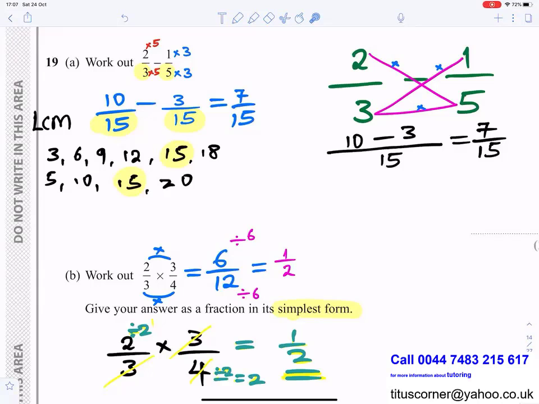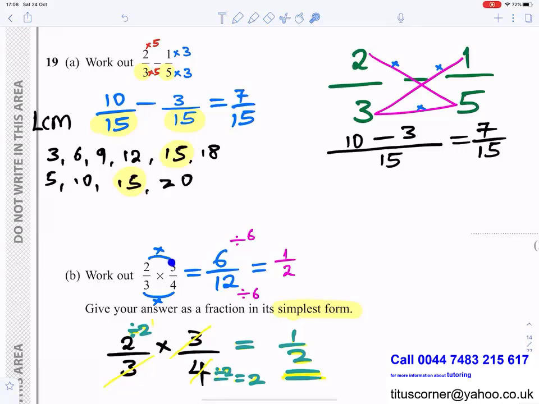Part B, work out 2 over 3 times 3 over 4. Give your answer as a fraction in its simplest form. When you multiply, you can simplify first before you multiply, or you can multiply and simplify after. It's easier to simplify first before you multiply, but if the numbers are small, you can multiply first and then simplify after.